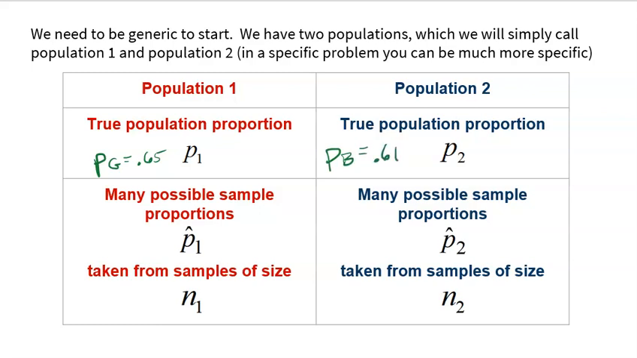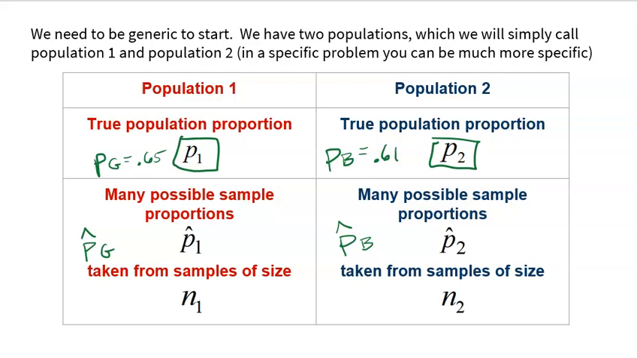Okay, so the idea here is that you're going to have a true proportion from the first population and a true proportion from the second population. Then a sampling distribution looks at all possible samples that could come from that population. So for me, that would be all potential samples from girls, all potential samples from boys. So 1 and 2 is being general, but in your specific problem, you're going to use some type of abbreviation for the actual context of your problem.